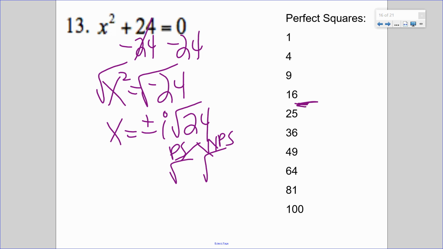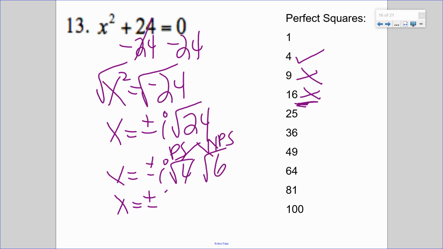Can I divide 24 by 16? No. By 9? No. By 4? Yes. 4 and 6 is 24. Everything else comes down. I take the square root of the perfect square. Radical 4 is 2. So my answer is plus or minus 2i rad 6. So it's basically the same thing we did on the front, but now we are using that procedure to solve a quadratic equation, to solve an x squared equation by isolate and square root.